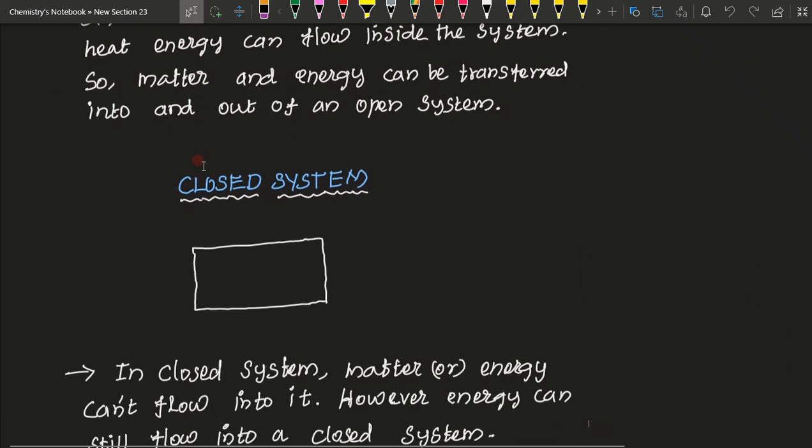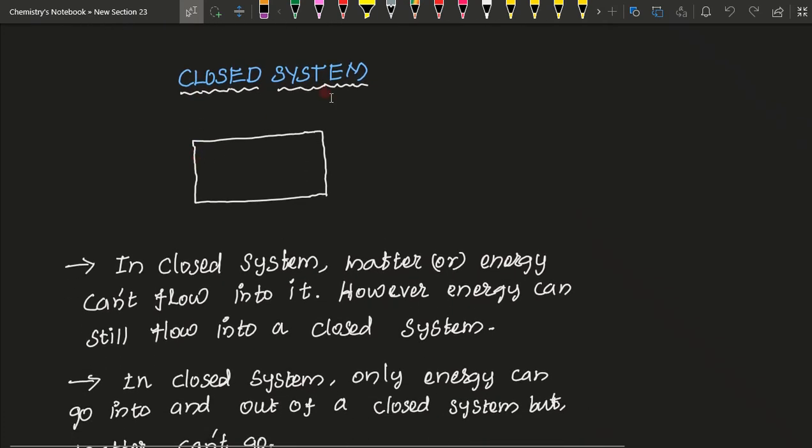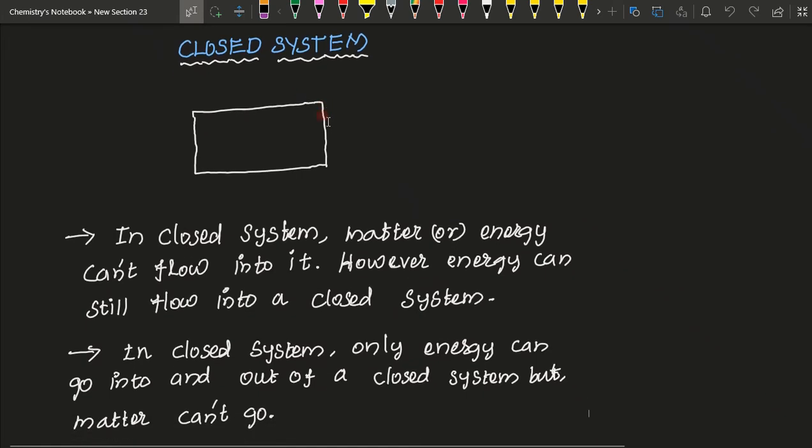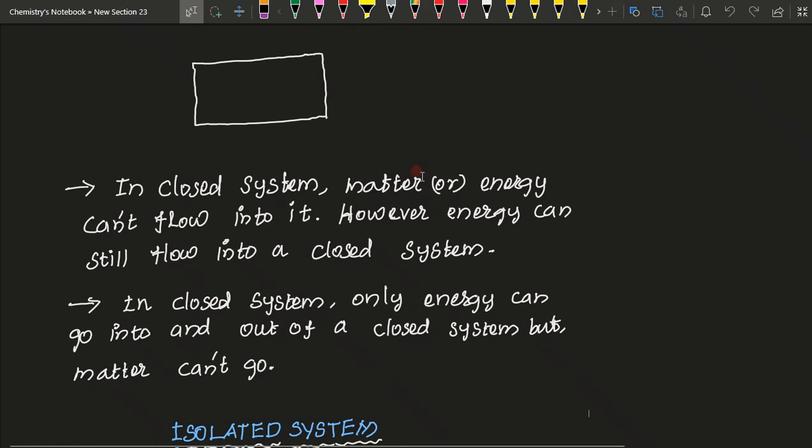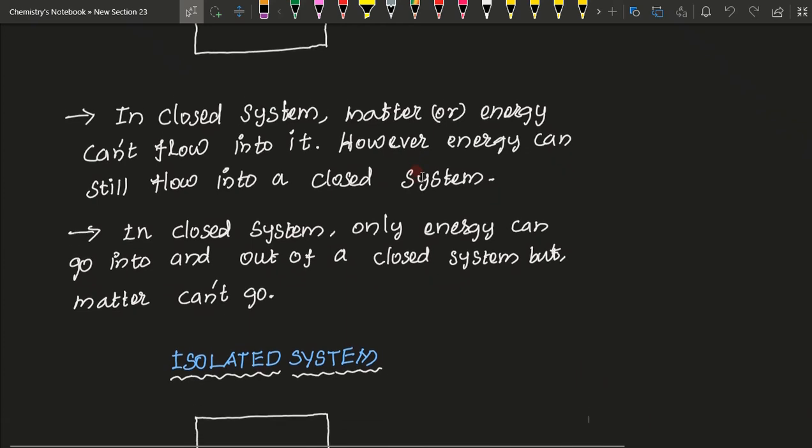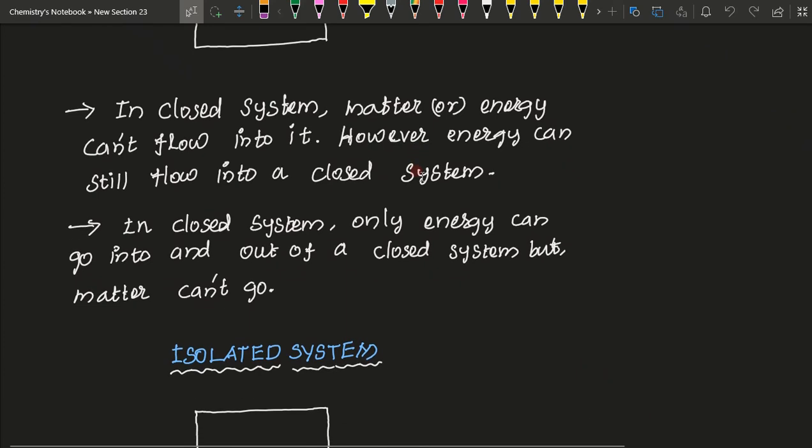See, this is the closed system, there are no open holes like that. In a closed system, matter cannot flow into it. However, the energy can still flow into a closed system. Next, in a closed system, only energy can go into and out of it, but matter cannot.